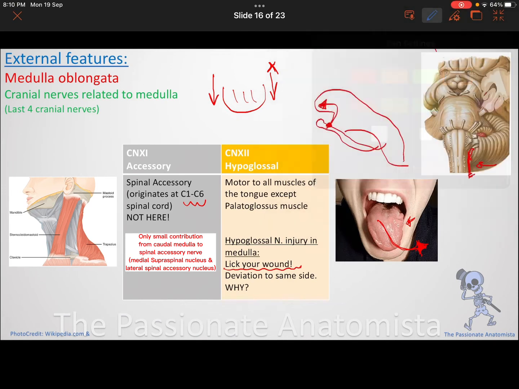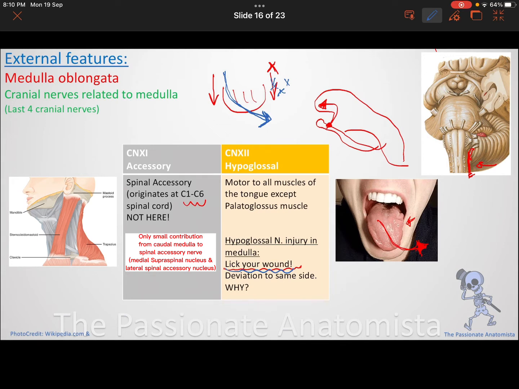The other genioglossus is going to override. It's going to push, and this one is going to be weak. So what will happen is the tongue is going to deviate to the affected side. That's why we say lick your wound. So, this is a general rule for the hypoglossal nerve.